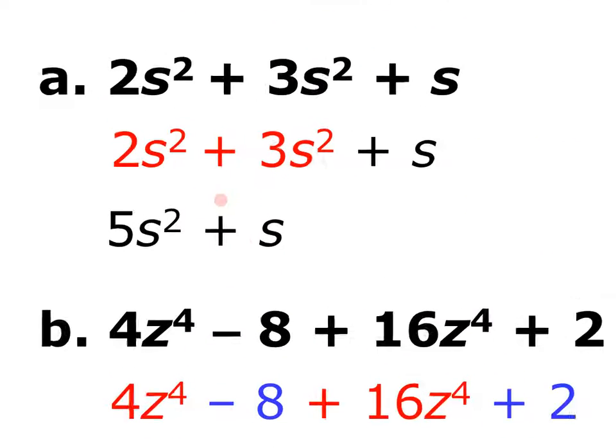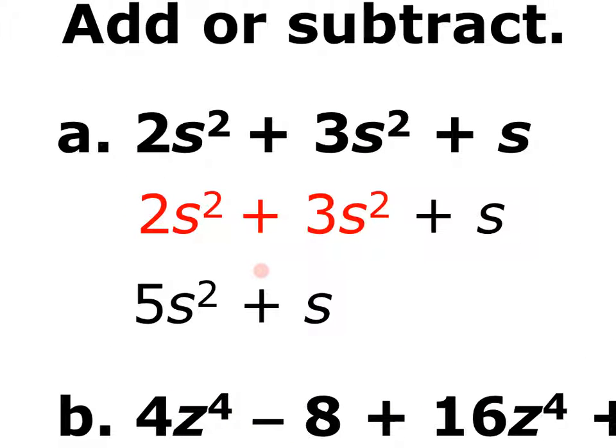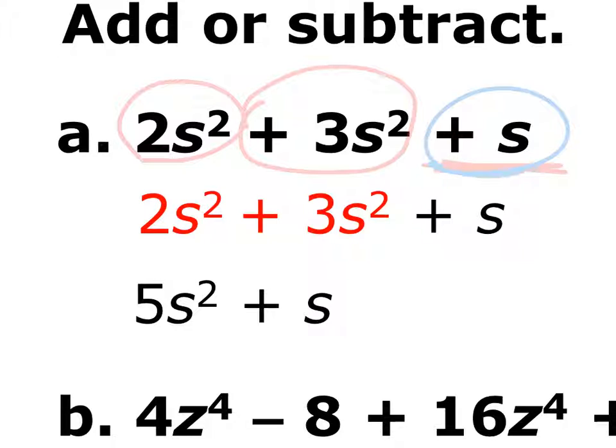So for part A here, the only thing we can group together is going to be the s squareds. So I can add 2s squared plus 3s squared and turn it into 5s squared. The s over here does not have an exponent, so it's all by itself. It doesn't have any like terms to group it with. So the only ones I could have grouped were the red ones, and then I would leave the s by himself.